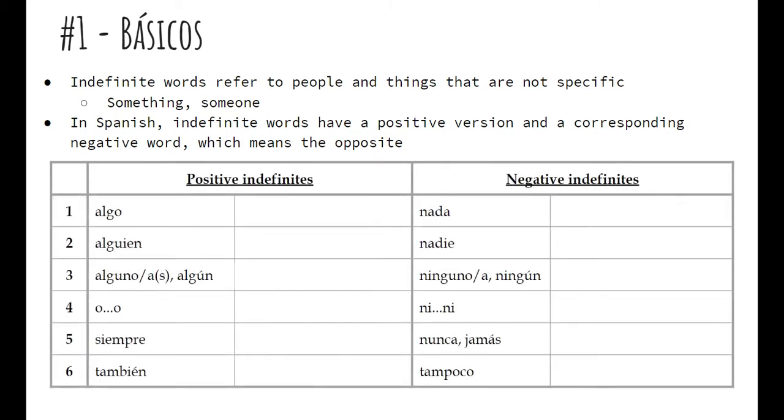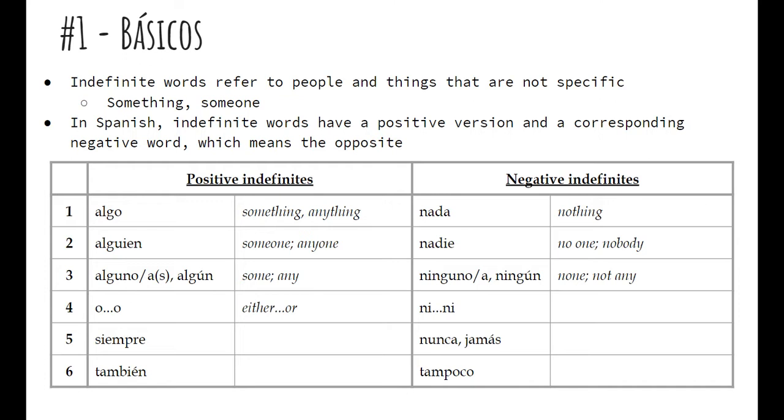So here we've got positive indefinites and then also their corresponding negative indefinites. So we have algo, which means something or anything, and its corresponding negative word is nada, which means nothing. You have alguien, which is someone or anyone, and its corresponding nadie, which is no one or nobody. You have alguno or alguna, algunos, algunas, and then algún, we'll talk about that more later, means some or any. And then you have its negative, which means none or not any.